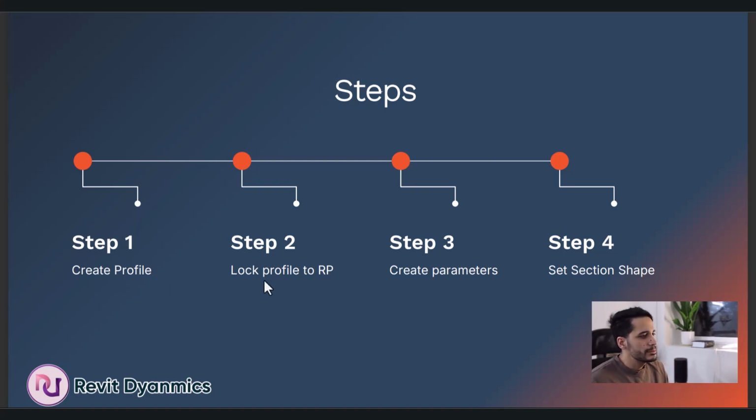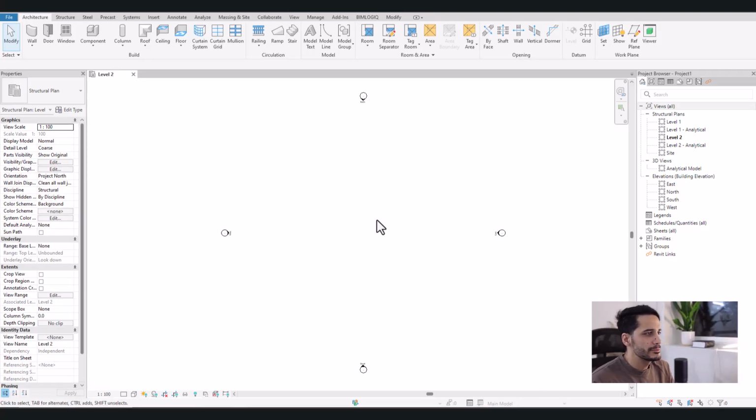The second step is to lock the profile to the reference plane. You need to lock your profile to the reference plane for creating some parameters in your family. And the last step is to set the section shape, set the material, and all other things. So let's start.